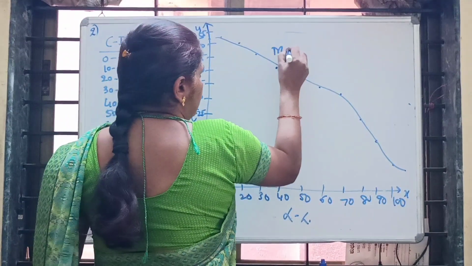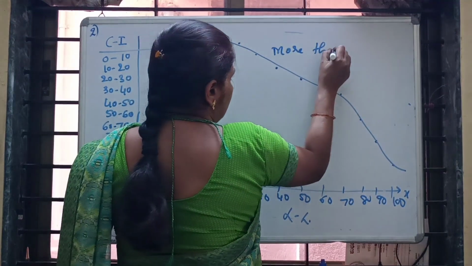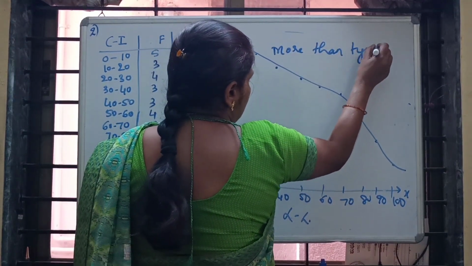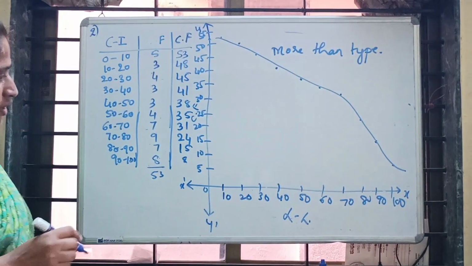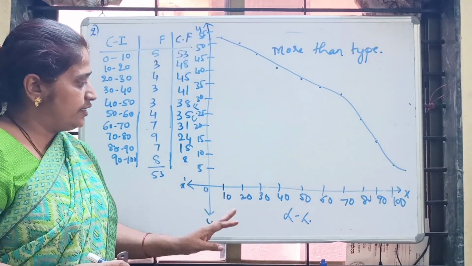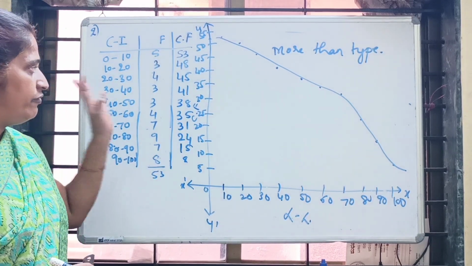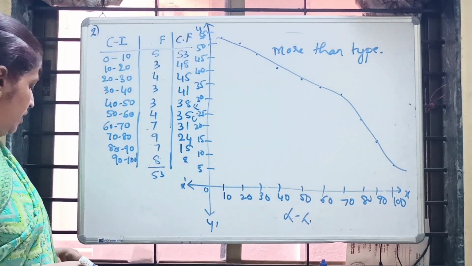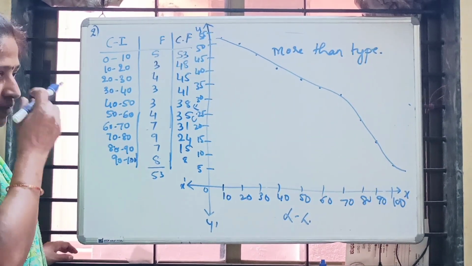So if you do this, you will be getting 3 marks definitely. But you have to write y, y dash, x, x dash, everything correct, lower limit, cumulative frequency. Then you will be getting exactly 3 marks.